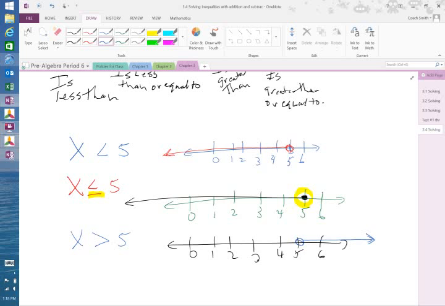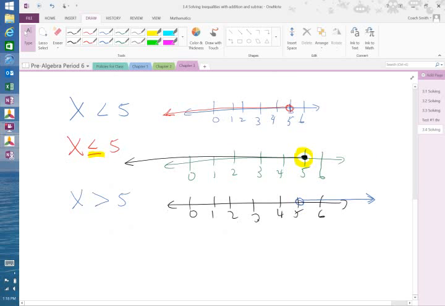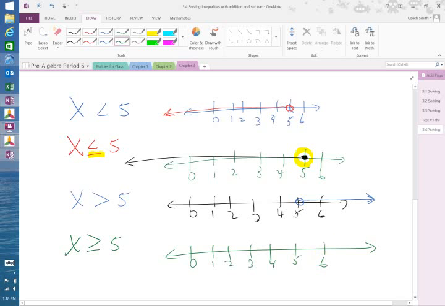X is less than or equal to 5. X is less than 5. That's how you would graph those three specific things. Your last one would be x is greater than or equal to 5. Okay, we draw our number line, 0, 1, 2, 3, 4, 5, 6. The only thing that changes, now I color in the dot, and I run it to the right.